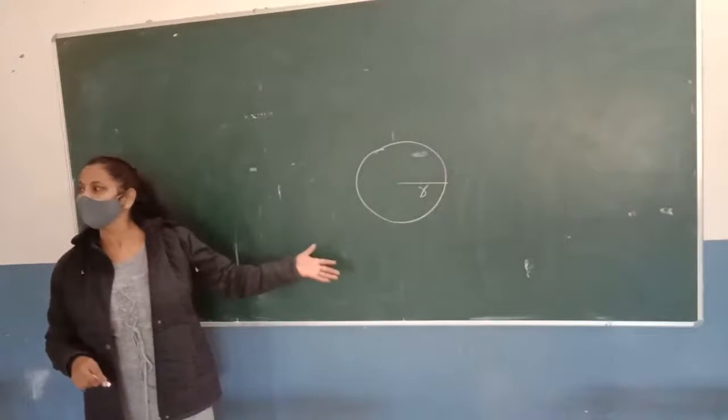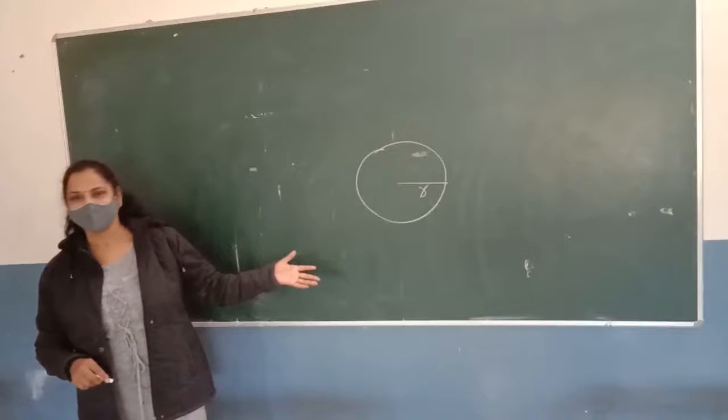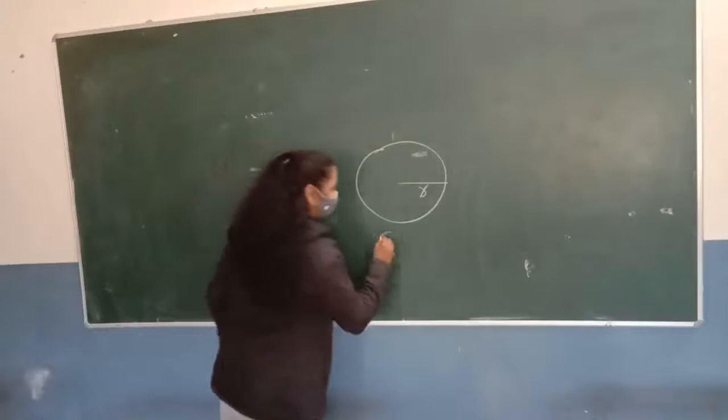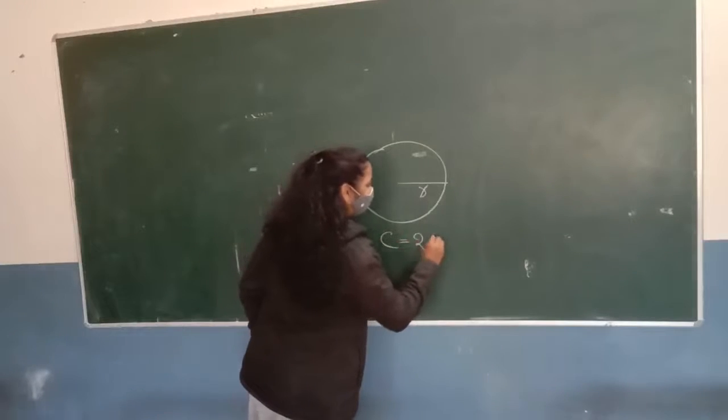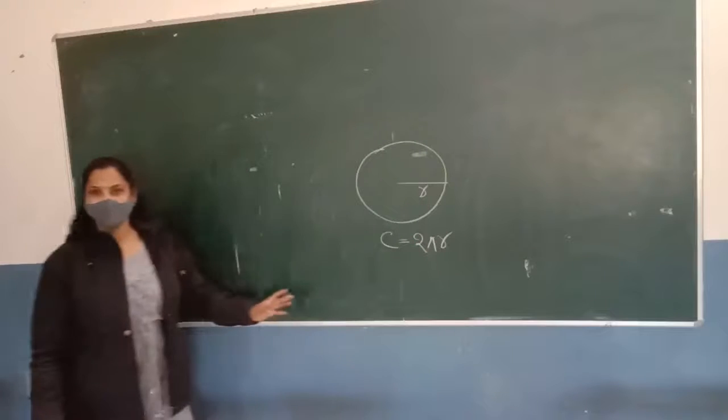It will be 2 pi r. 2 pi r is the circumference of the circle. Circumference is equal to 2 pi r, where we know that pi is equal to 22/7.